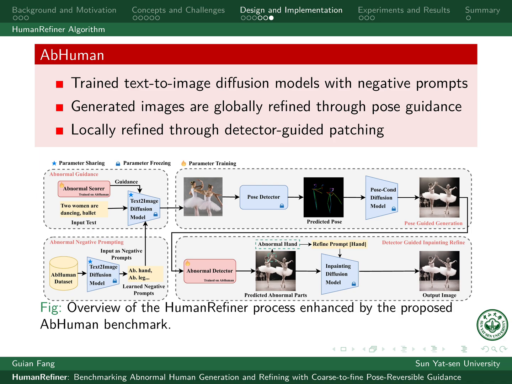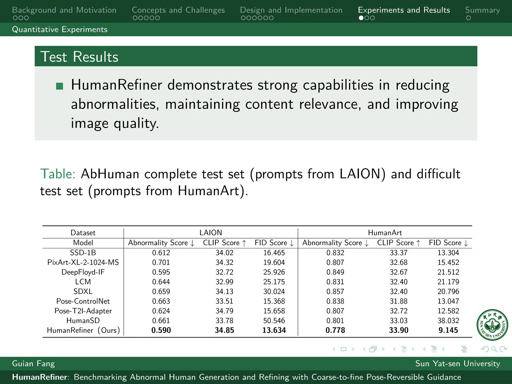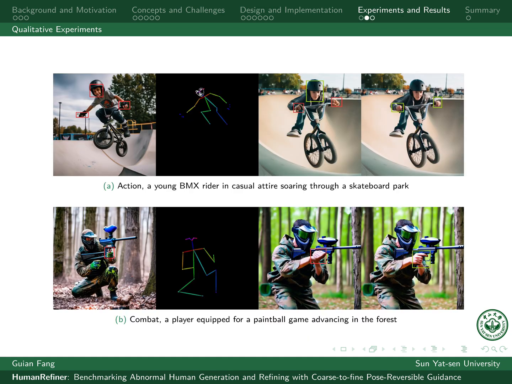After the initial generation, there are usually issues with limb positioning and number, which are resolved first using a pose adapter. Then, the anomaly detector identifies areas with shape issues, and the diffusion model is used for a secondary redraw, further correcting the anomalies. In quantitative experiments, my model demonstrated strong performance in reducing anomalies, maintaining content relevance, and improving image quality. In qualitative experiments, the results showed significant visual improvements.